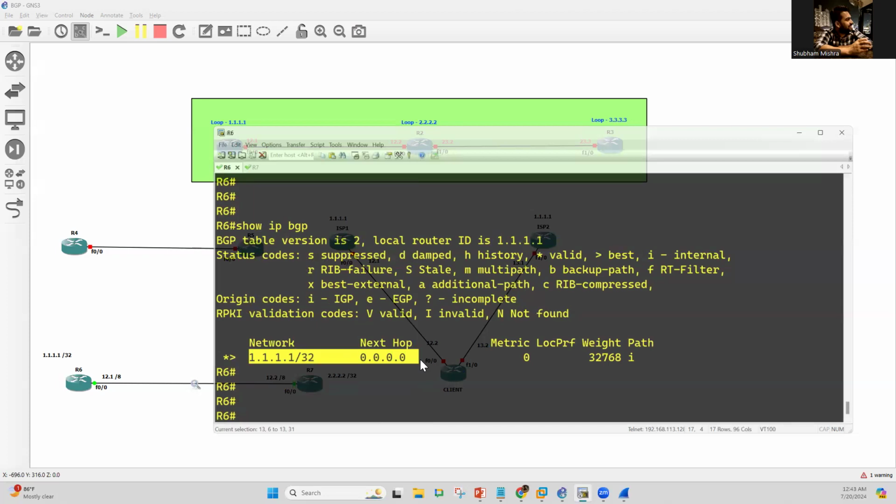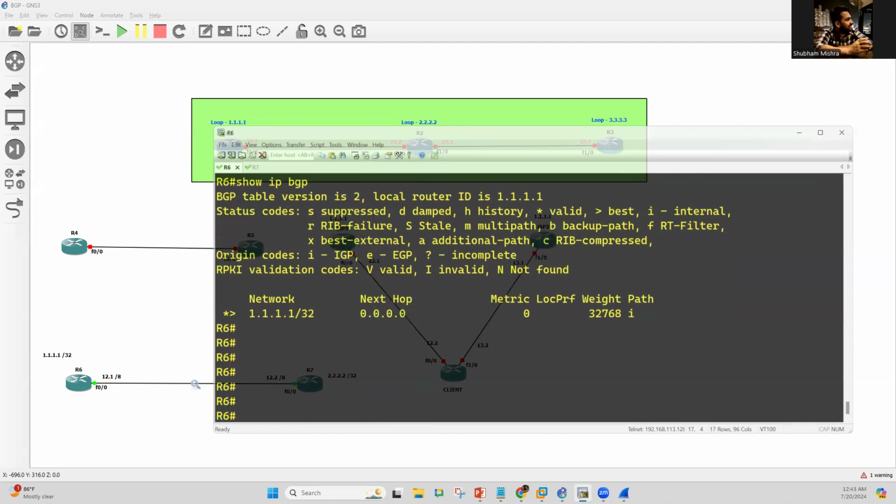0.0.0.0. What do you mean by 0.0.0.0? It means 1.1.1.1 is self-advertised. It means on R6, R6 is advertising this prefix. So that is the reason for the next hop. Are you getting my point? Does everyone understand? Yes or no?